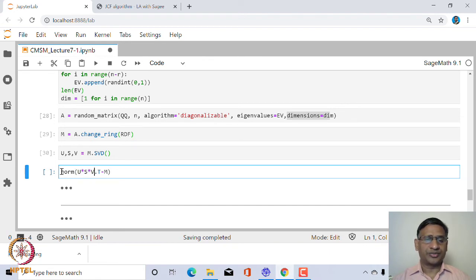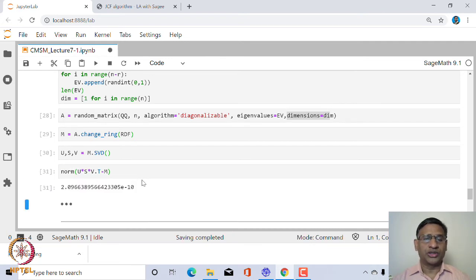So, the length of this should be very close to 0. Since it is a numerical approximation, a numerical way of computing this singular value decomposition, you may not get the norm of this difference to be exactly 0, but it will be very close to 0. So, it says that it is of the order 10 to the power minus 10.